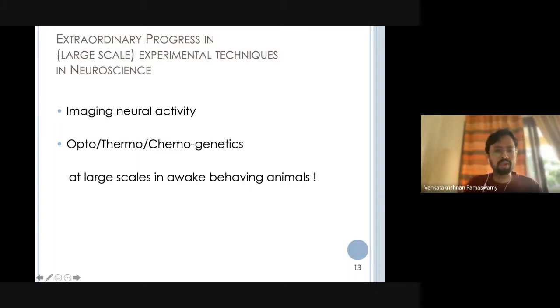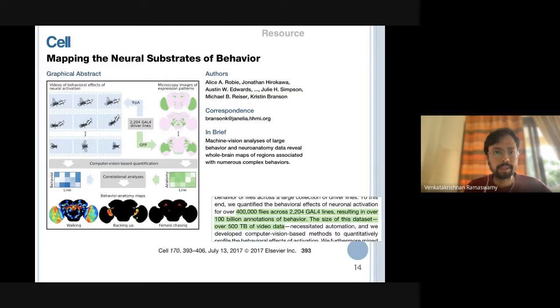There's also ways of doing this via temperature, and I'm going to quickly walk you through a couple of papers on it. And not only can you do these things, because light is sort of easier to deal with in these ways than electrodes, you can do this at ever larger scales and in awake behaving animals. So let me just quickly run you through a few examples.